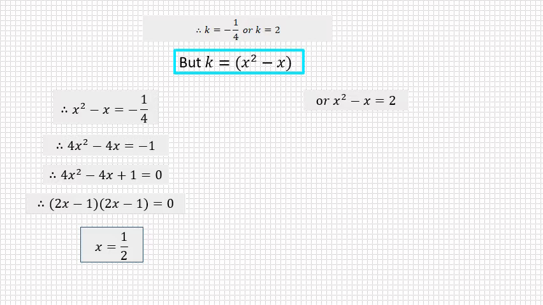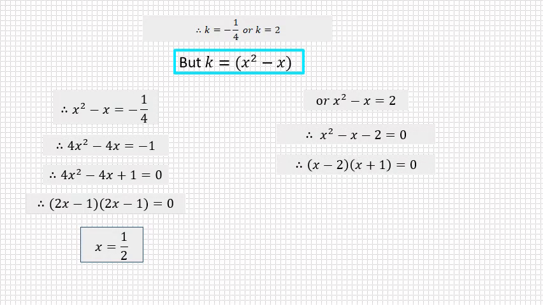Here, on the other side, x squared minus x equals 2, bring the 2 over, and again we factorize. Now x minus 2 equals 0, or x plus 1 equals 0, so we can get the final answer of x equals 2, or x equals negative 1.